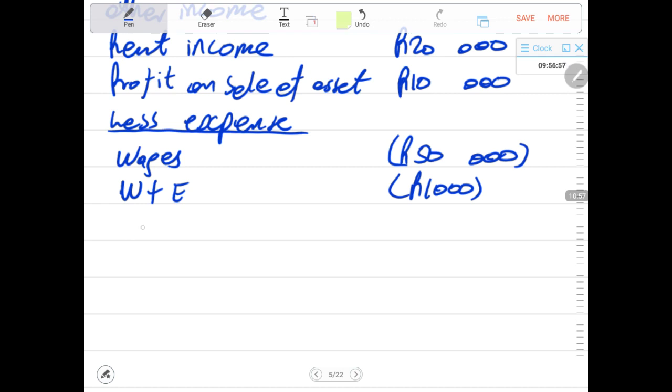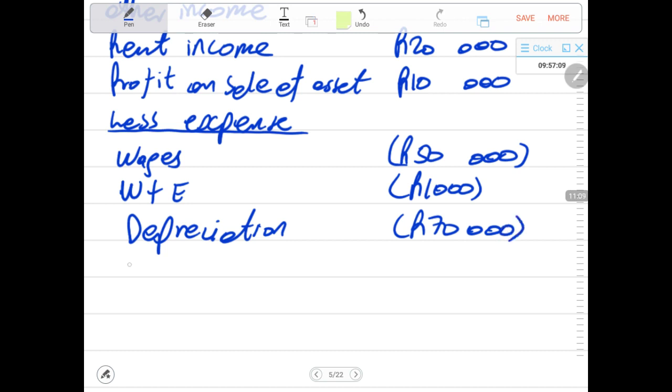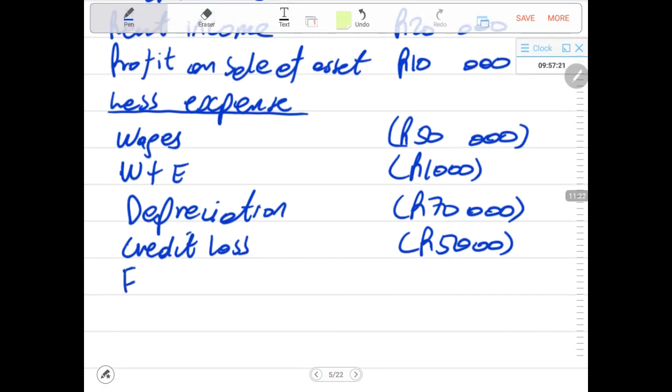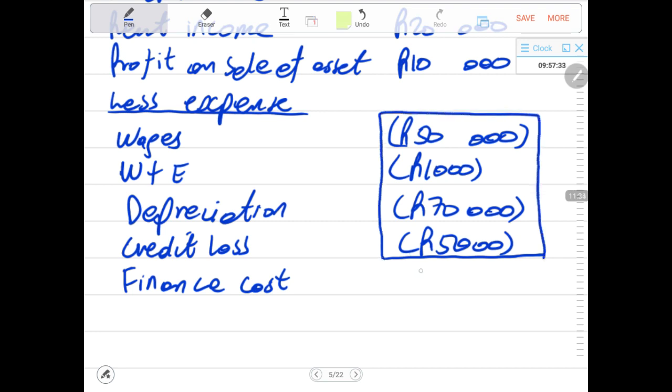Then let me think of any other expense. There's another, depreciation. We have our depreciation, 70,000 rands. We have credit loss, and we know that credit loss is bad debts, 5,000 rands. We will have another expense that is called finance cost, which is interest expense. And I want to draw the line here so that my expenses don't include the finance cost, but it is still an expense. Finance cost of 8,000 rands.